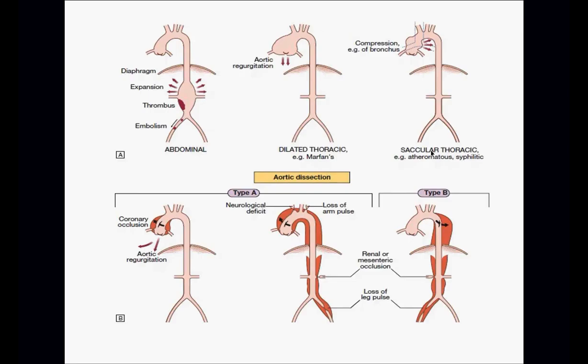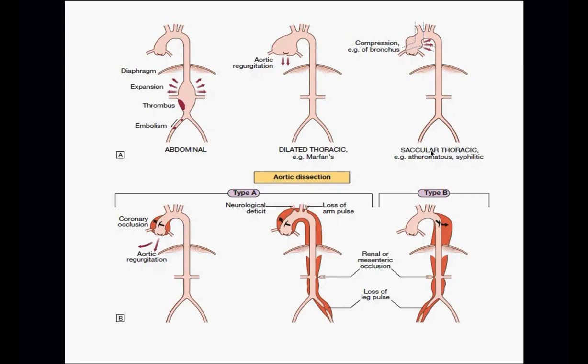In figure A, we see here a form of aneurysmal abdominal aorta with a thrombus below the origin of the renal artery. In the middle of the graph, we see a dilated ascending thoracic aneurysm due to Marfan disease, while in the further image we see compression of the bronchus by a large saccular thoracic aneurysm.